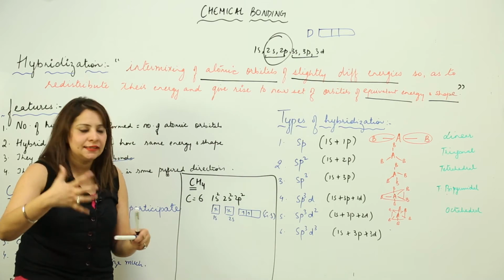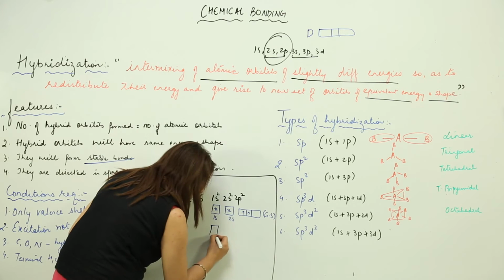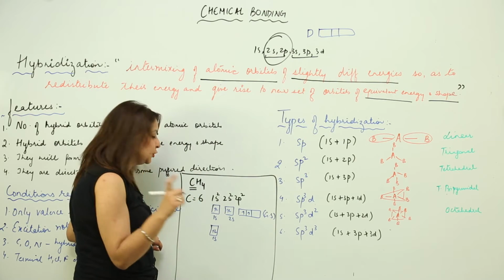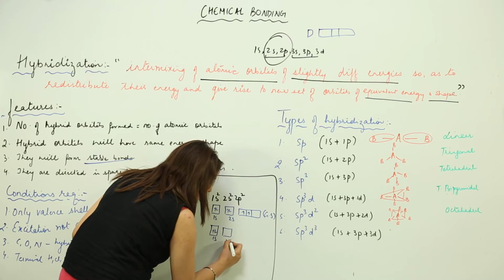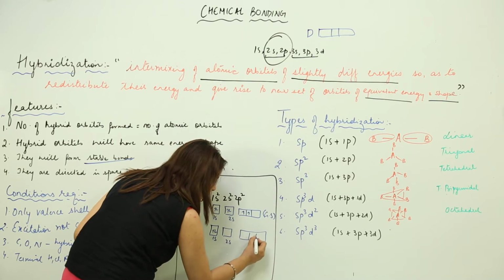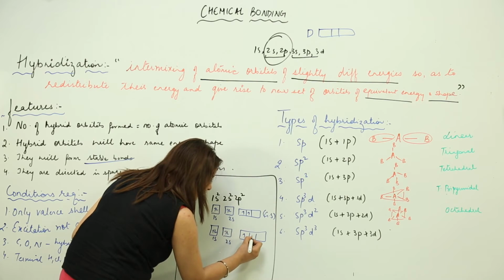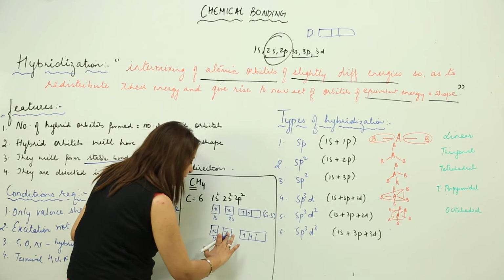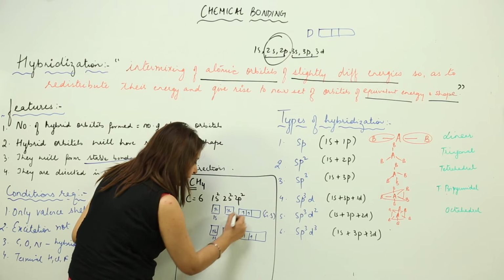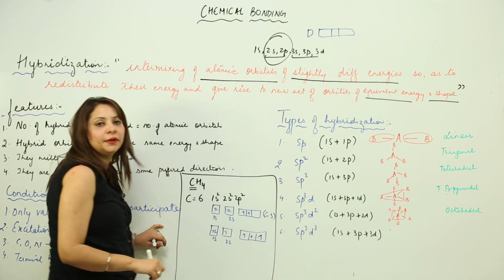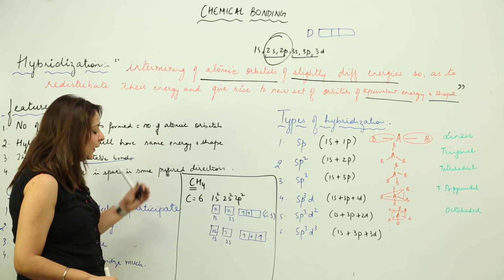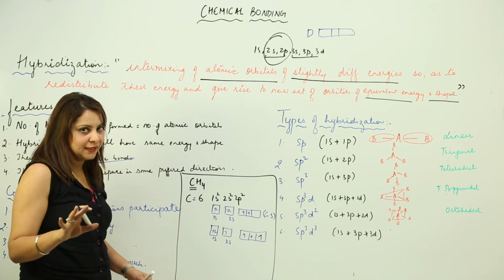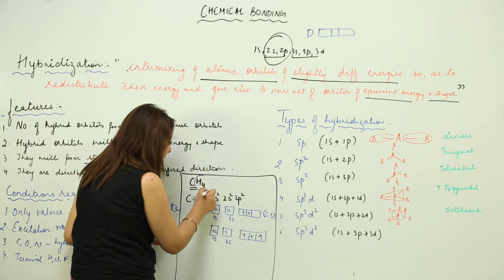Now I am going to excite it, right. When we excite it, we know that inner shells do not participate. Only those orbitals which have the same energy participate. So the 2s and 2p are going to participate. This is what we originally have, right. Now when I supply energy, this electron is going to be moved from here to this empty orbital, right. In this way, this is an excited state. Now 4 half-filled orbitals are there, right. So they have to accommodate 4 hydrogens.